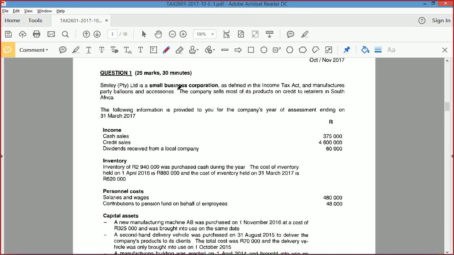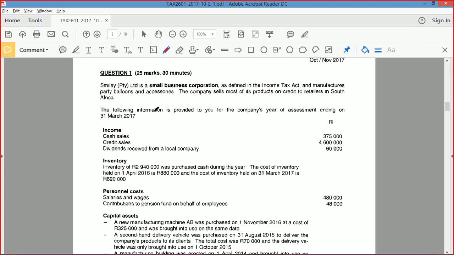If Smiley is an SBC, we need to tax it according to the progressive tax tables, specifically for an SBC. We don't have to assume it's an SBC. We know it is an SBC. So you don't have to worry about the theory here. You just apply what you know that relates to an SBC. Just to recap, SBCs, remember, have special capital deductions. SBCs also get taxed a little bit better because they have a progressive tax table, which is a sliding scale similar to an individual. Right, then they say it's defined as per the Income Tax Act.